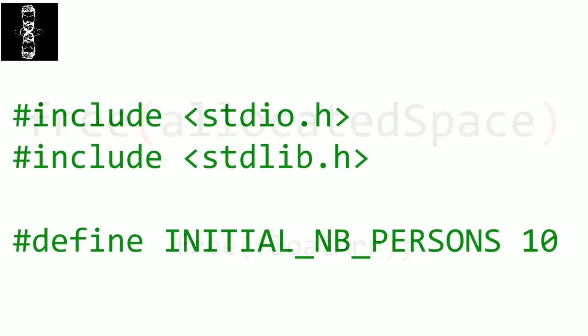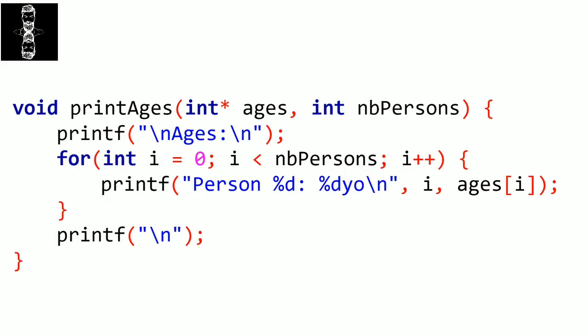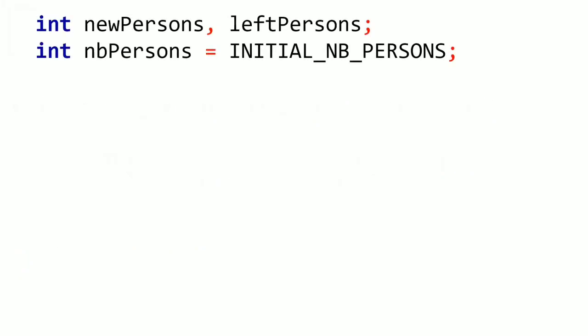In libraries, we need only stdio and stdlib, and we can define 10 as the initial number of persons. Before going to the main function, we can just create a function that will print all the ages like this. Now in main, we declare the variables. We have the number of new persons that will join, the number of persons who will leave, and the actual number of persons, which is initialized to the initial number of persons, which is 10.